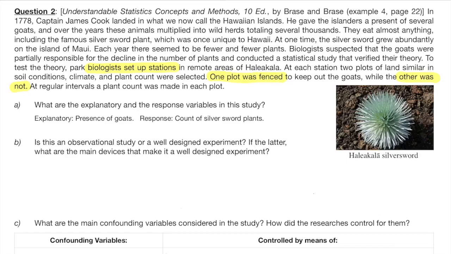Indeed, we have many of each. Here it says at each station 2 plots were selected, one with the fence and one without. So there are many pairs fenced, not fenced. In this way, we can compare the results in one station with the results in the others to see if they agree. We have also direct control. We'll speak about this in the next question.